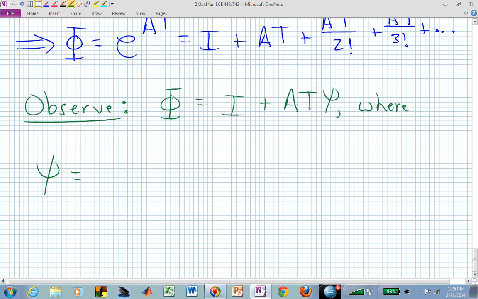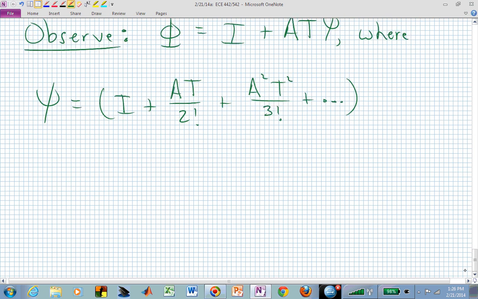another infinite expansion, but it's now I plus AT over 2 factorial plus A squared T squared over 3 factorial, etc. Or if we wrote it in a more condensed form by using this summation symbol, that's the sum from 0 to infinity of A to the n T to the n over little n plus 1 factorial.